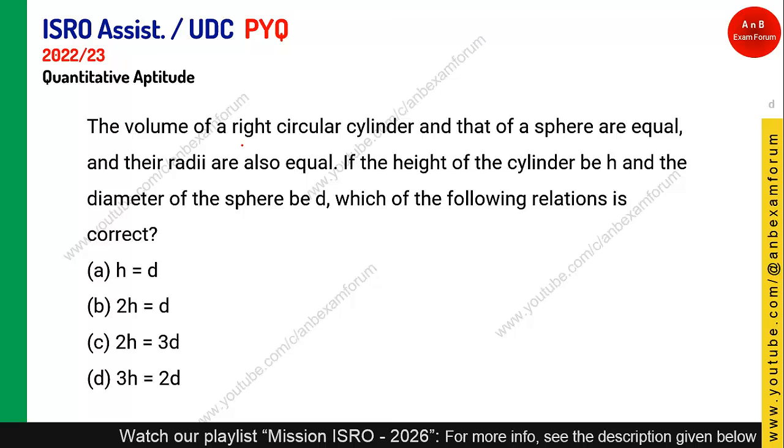The next question, the volume of a right circular cylinder. Again, it is from the chapter mensuration. Again, I am telling you to focus on the formula. Just refresh the formulas you have studied till now. For any exam, it will be beneficial, for this exam also. So the volume of a right circular cylinder and that of a sphere are equal and radii are also equal. If the height of the cylinder is h, the diameter of the sphere is d, which of the following relations is correct?